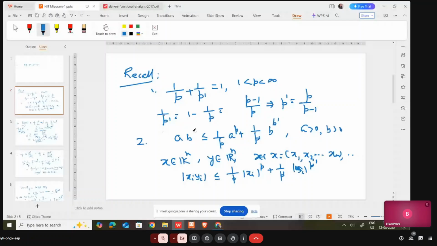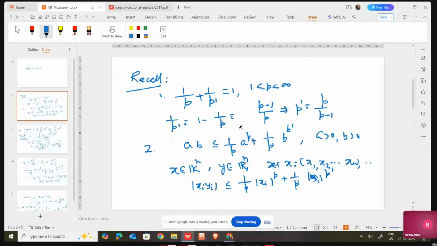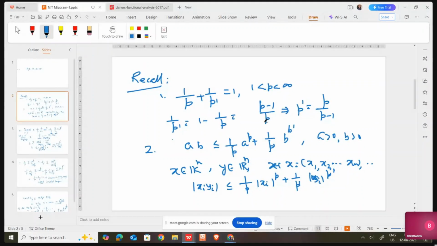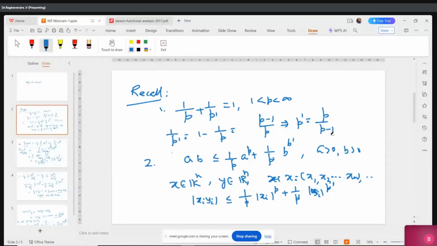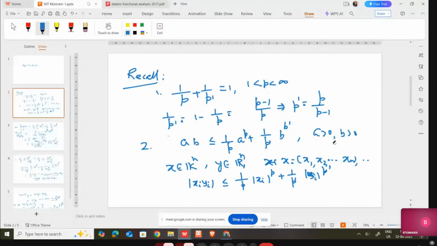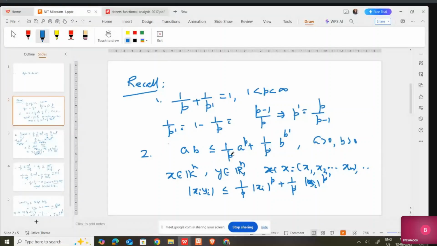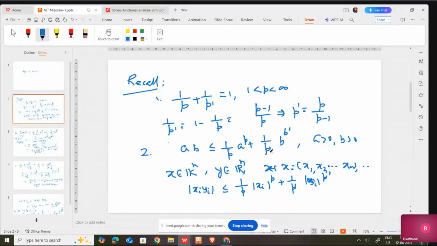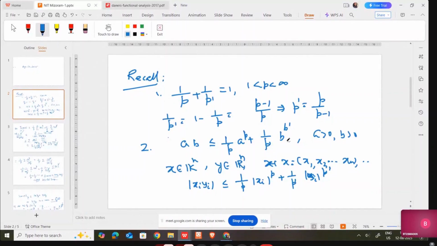So 1 over p prime is 1 minus 1 over p, which is nothing but p minus 1 over p. So we invert it, p prime will be equal to p over p minus 1. That's what we have used earlier. Take a positive and b positive, real numbers. Then ab is less than or equal to 1 over p a raised to p plus 1 over p prime b raised to p prime. This is what Young's inequality is, that we have done.